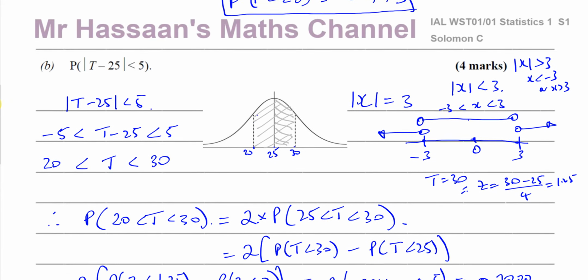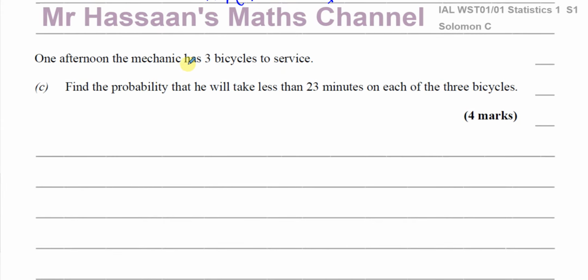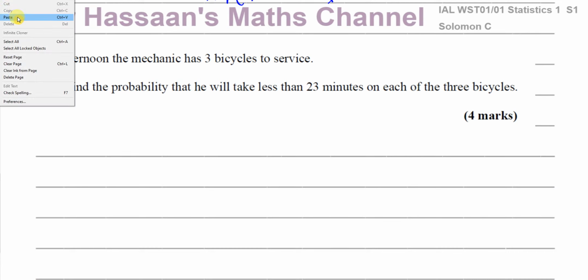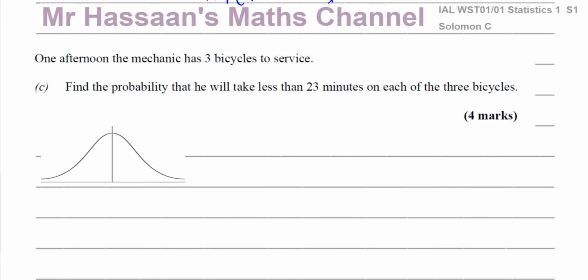It says, one afternoon the mechanic has 3 bicycles to service. Find the probability that he will take less than 23 minutes on each of the 3 bicycles. So let me just take my normal curve again. We know that the mean is 25 minutes, and we want to find the probability that he takes less than 23 minutes. Let's work out for one bicycle first. So this is 23 minutes, it's below the mean. So we need to find this area over here.